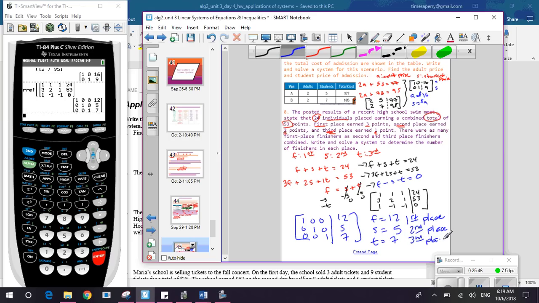So definitely when we're dealing with applications, don't just tell me 12, 5, 7. Tell me what those numbers mean. So 12 represents first place, 5 represents second place, 7 represents third place. If it's cost, say it's $12, $5, $7. If it's peanuts, 12 peanuts, 5 peanuts. I mean, please be very specific.